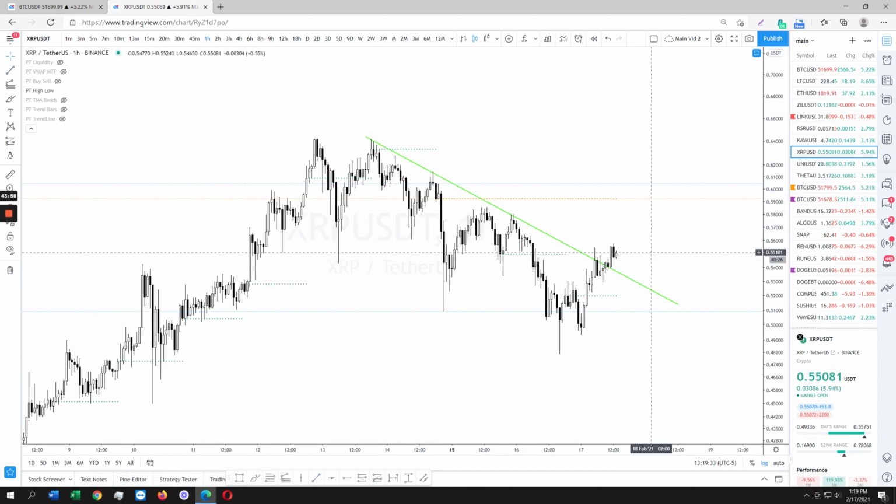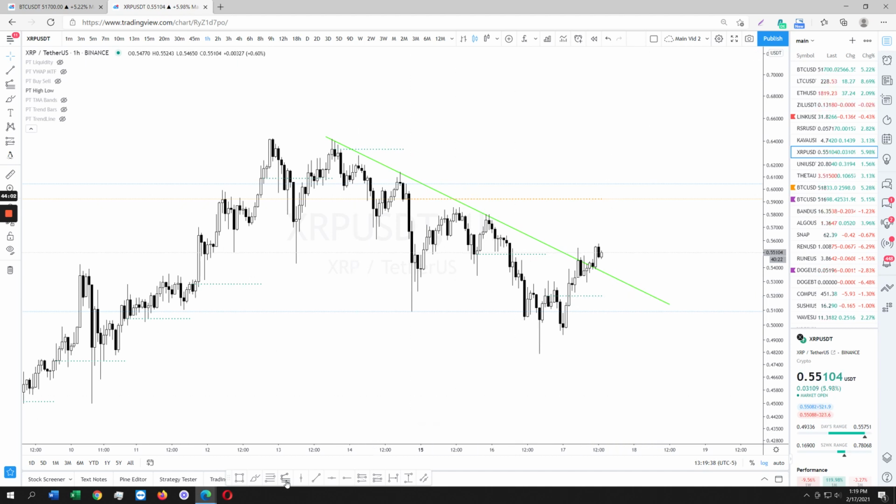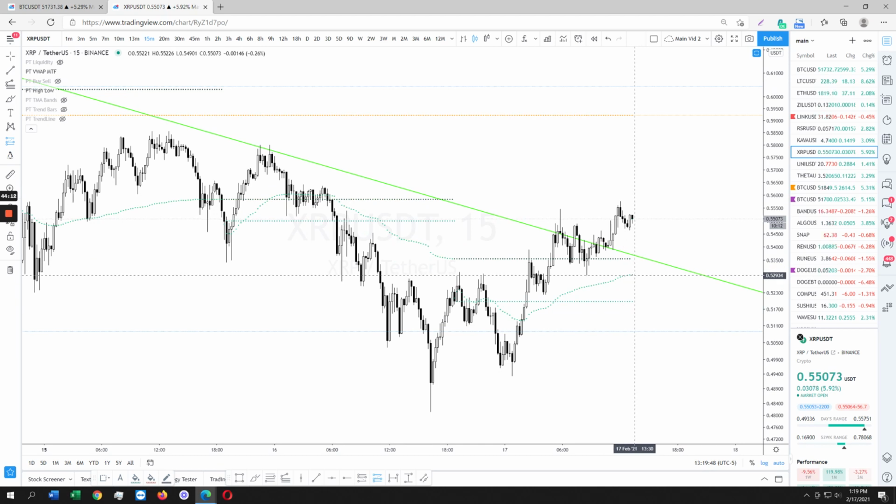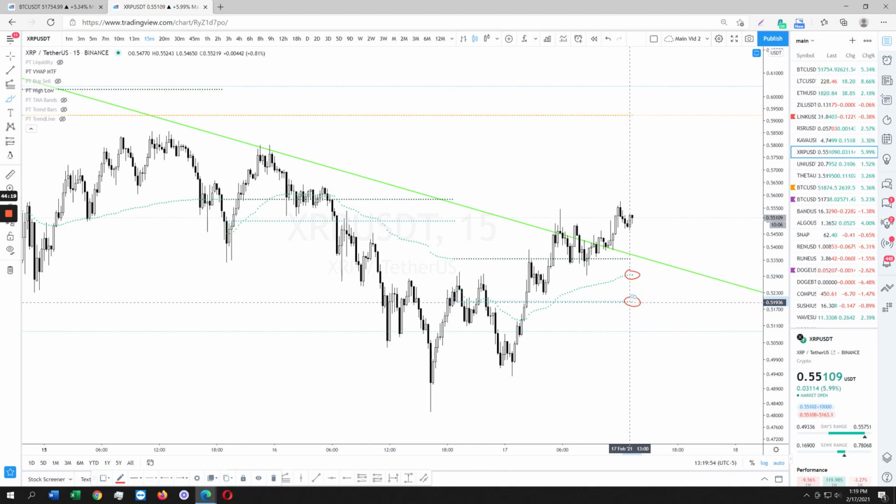So for whatever reason, if we happen to come down here and retest this daily open, let me see what the VWAP is first before I start talking nonsense. There you go. The VWAP is down here, right? So this is going to be a very interesting level. This and this. So 51 cents and 52 cents. Very interesting level for XRP.